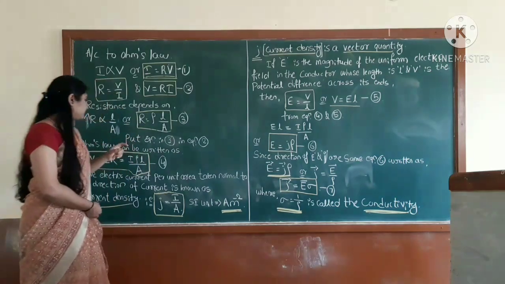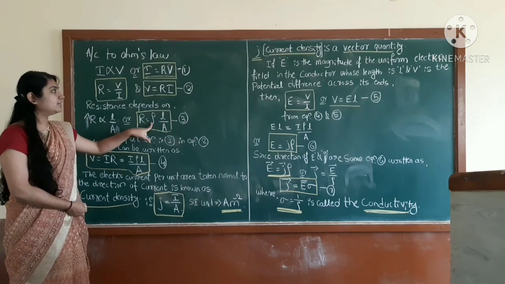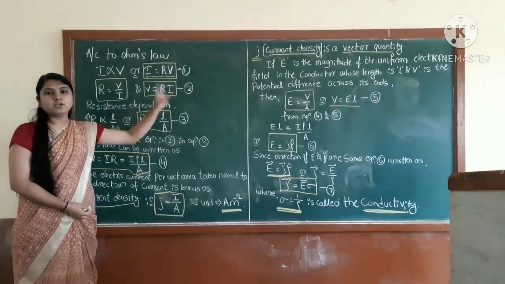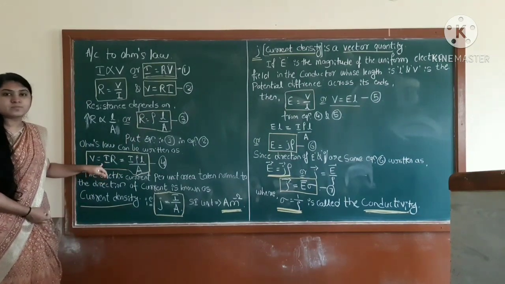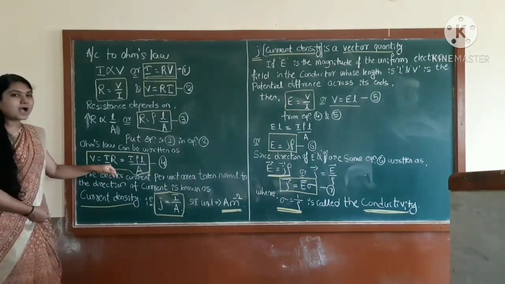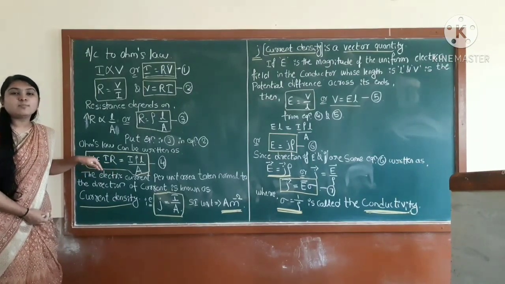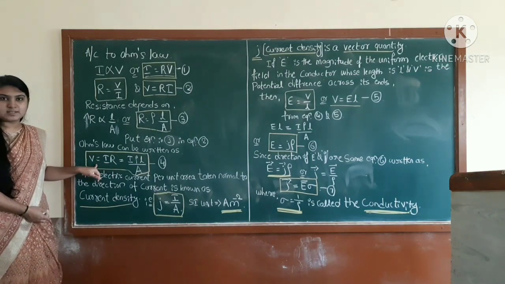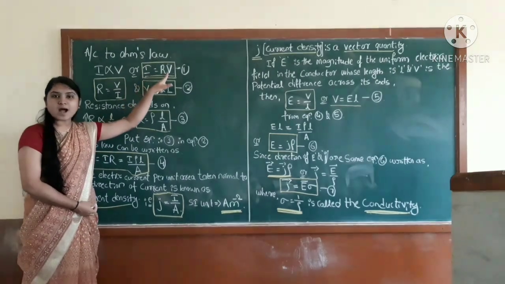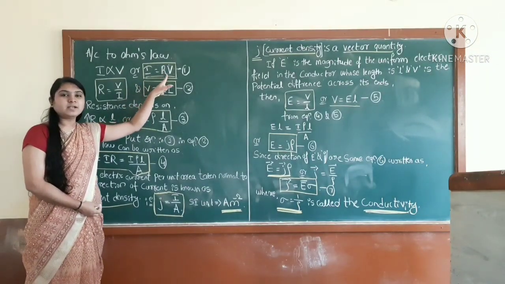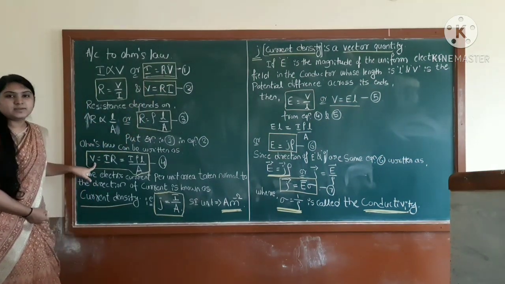So students, now what you do, put this equation number 3 in equation number 2. So what can I write now? Ohm's law. See, V is equal to IR. I just converted Ohm's law in terms of the potential difference, right? So our main Ohm's law will be I is equal to V by R, correct? But I just converted it in terms of the potential difference.